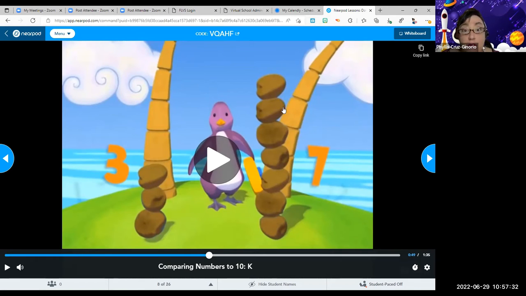Are they equal? Are they exactly the same? Do they match up? Nope, they don't match. They're not equal. One is definitely greater and the other one is less. All right, let's go on.